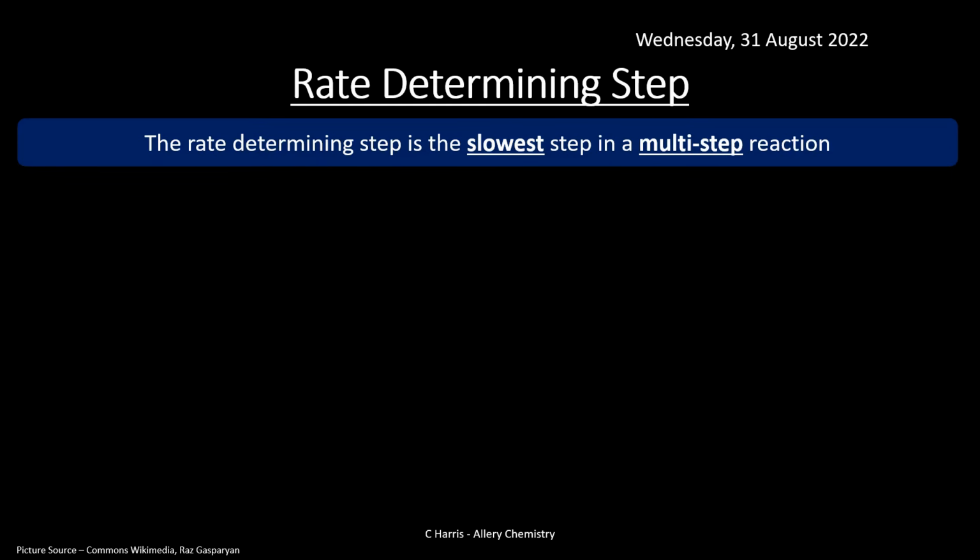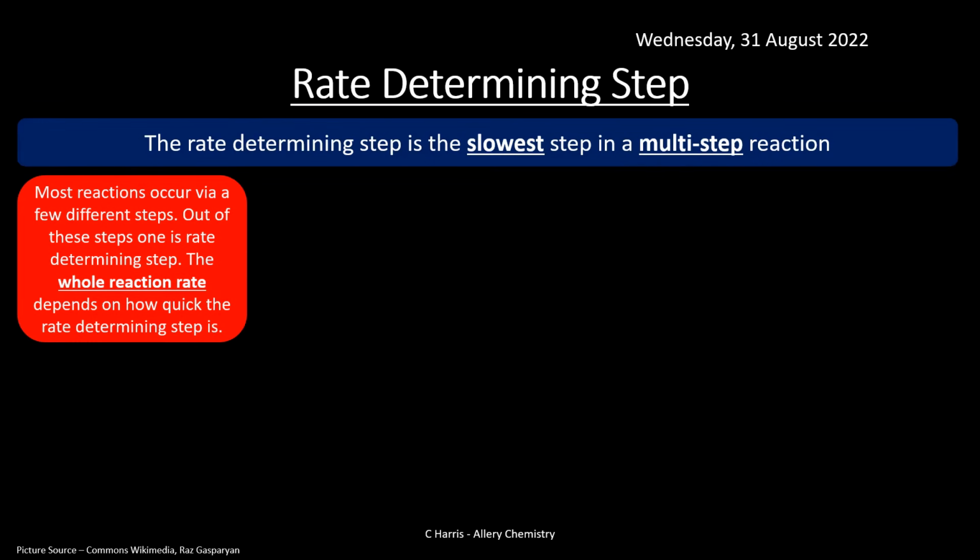Now, a lot of reactions don't just go via one step, they go via a few different steps. Some of those steps can be really quick and rapid, some can be slow. What you're expected to do is to be able to look at some of these multi-step reactions and identify maybe what the rate determining step is, or be able to have some discussion around it. So let's have a look at some examples here.